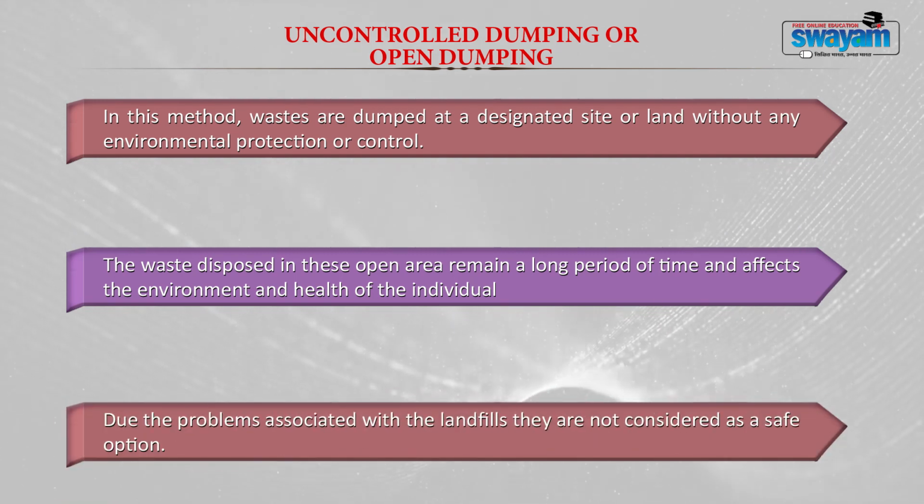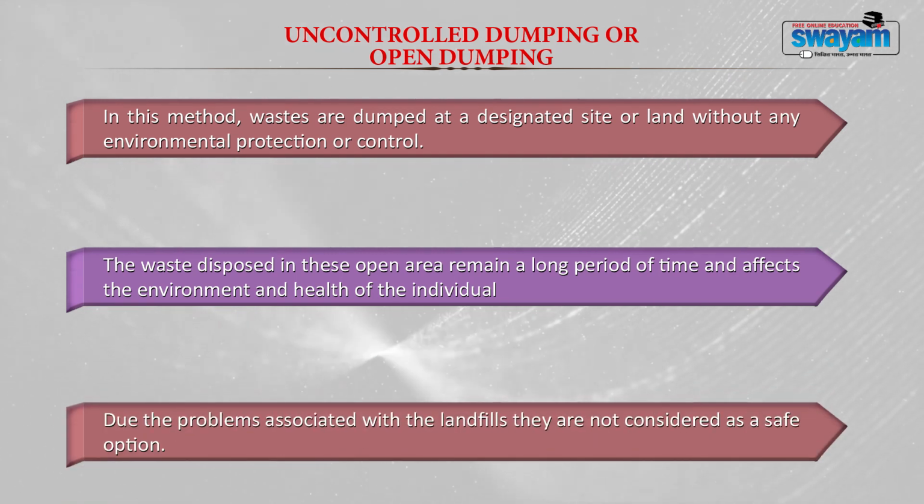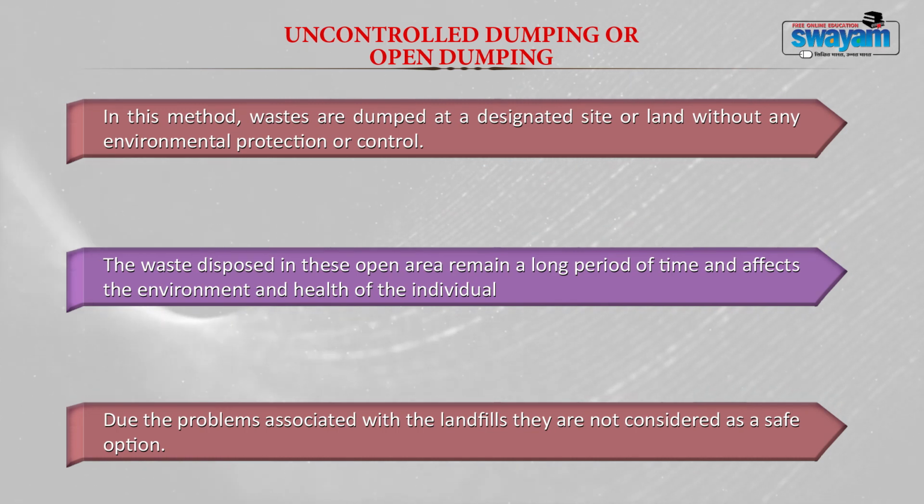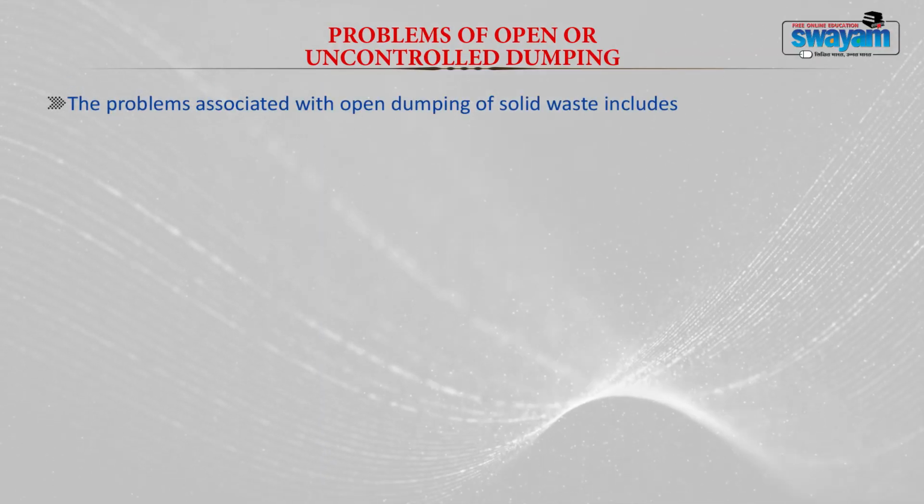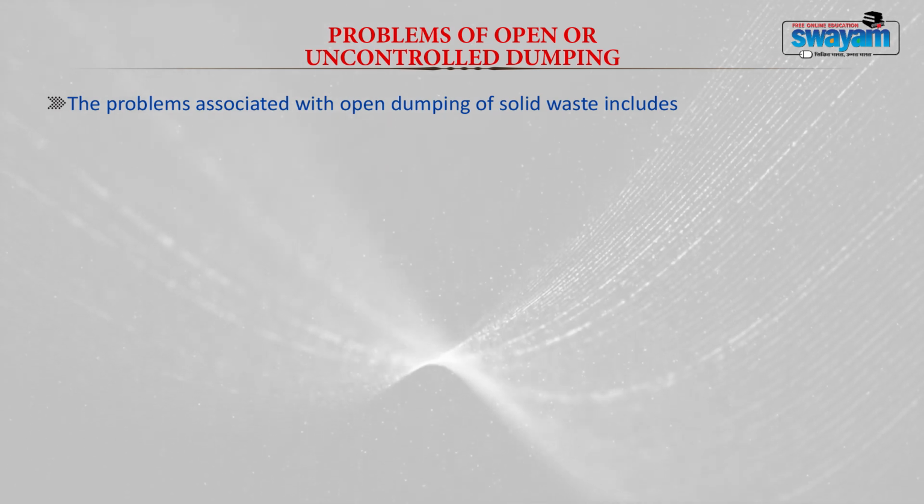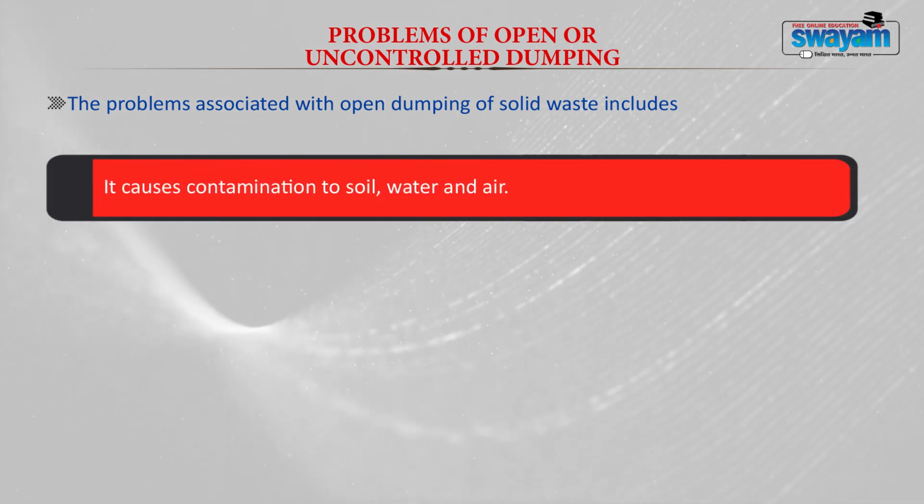Due to these problems, the concept of landfills was developed. Landfills are nothing but a controlled way of containing the waste and are considered one of the safe options. Before getting into the details of what a landfill is, or what the components and types of landfills are, let us discuss the problems associated with open or uncontrolled dumping. Why do you actually need controlled dumping or a landfill? The problems associated with open dumping are: one, as I told you earlier, it contaminates your soil, water and air.